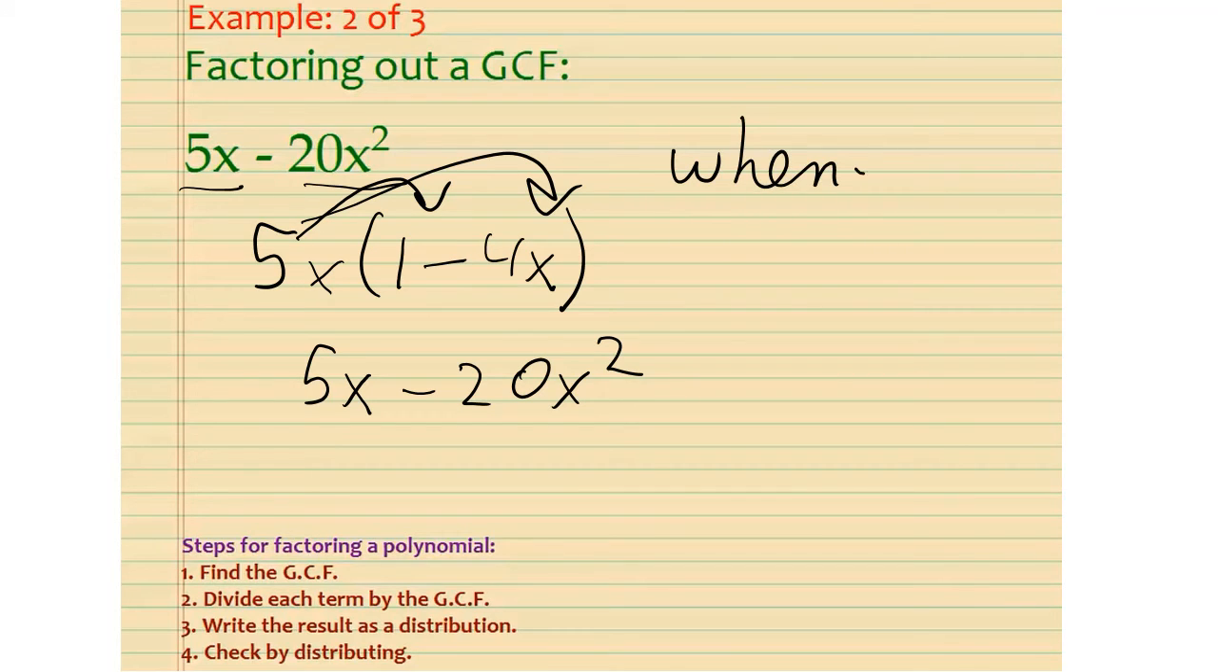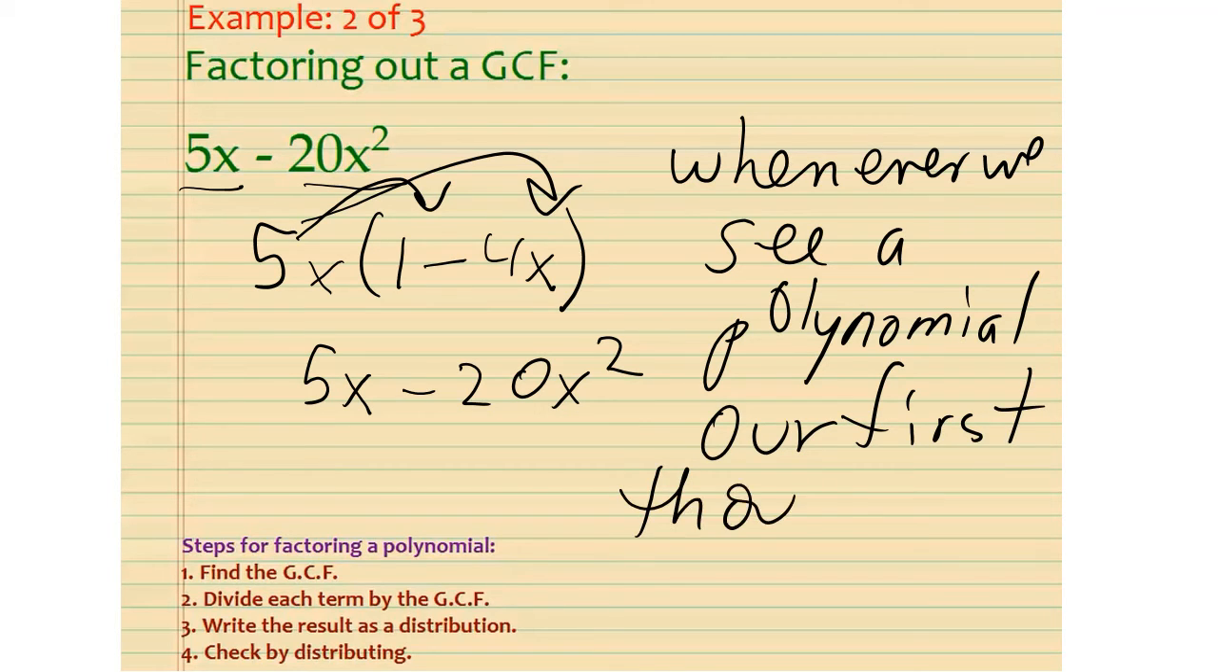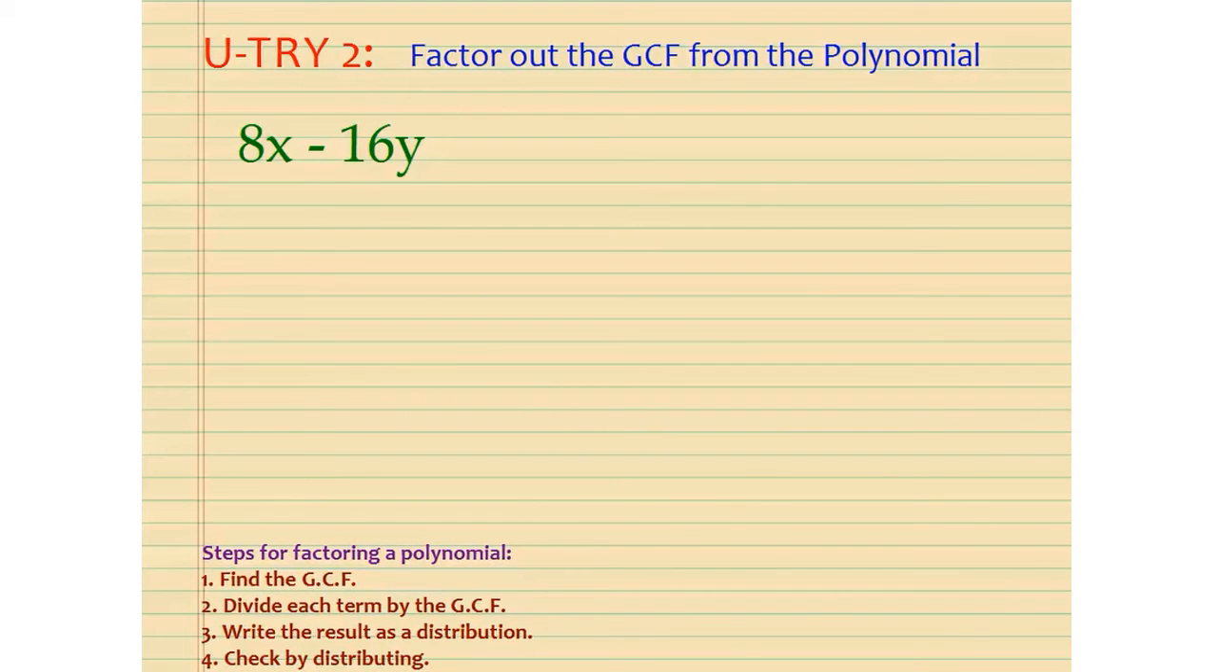Whenever we see a polynomial, our first thought is GCF, greatest common factor. It makes our lives easier. Here's your U-try. Factor out the greatest common factor, undistribute. You're going to create parentheses this time. And if you redistribute, you should end up back where you started.